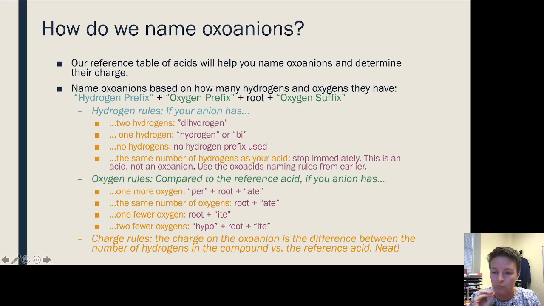And so there's one other category that we have to figure out for an oxoanion, and that's to figure out what the charge is going to be. So the charge rule for oxoanions is the difference between the number of hydrogens in your compound versus the number of hydrogens in the reference acid. Pretty neat.